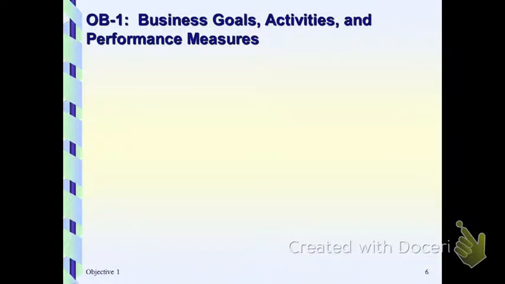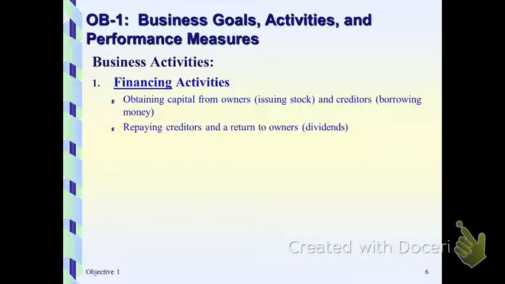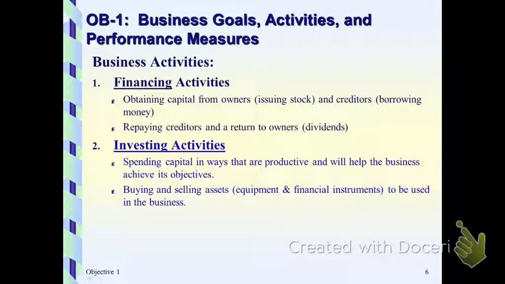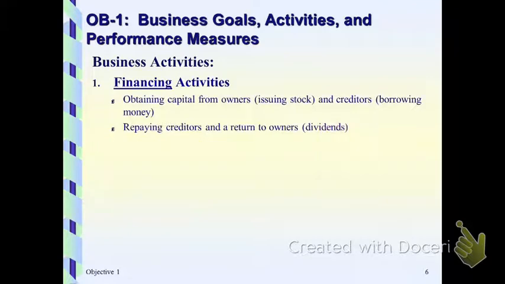Businesses pursue or achieve their goals through three primary ways. The first way is through financing activities. These are the activities that obtain the business capital from the owners via issuing stock in that business and from creditors or borrowers, borrowing money from those creditors, and then obviously repaying their creditors and hopefully returning a return to the owners in the form of dividends.